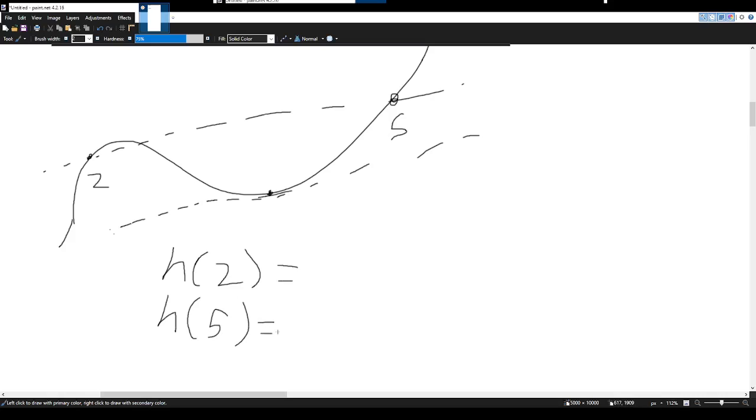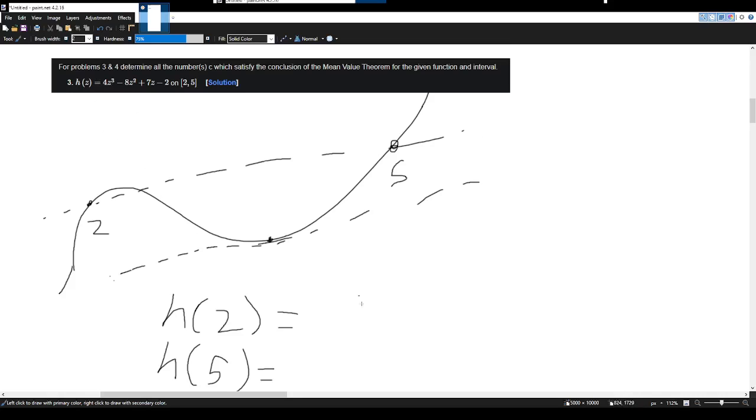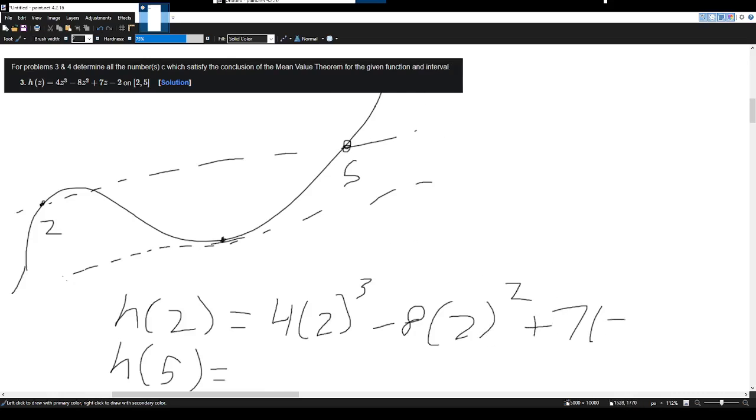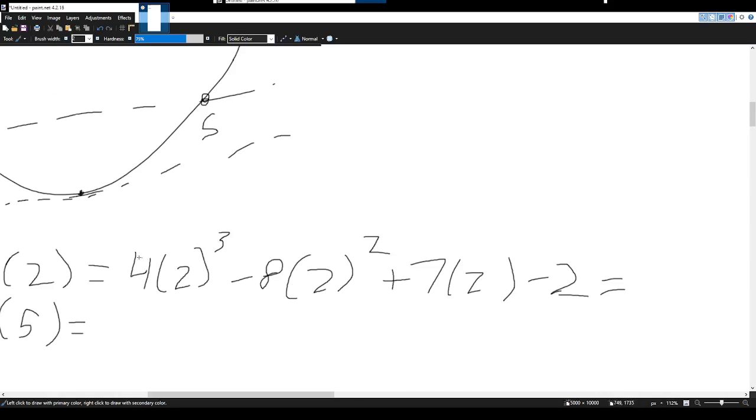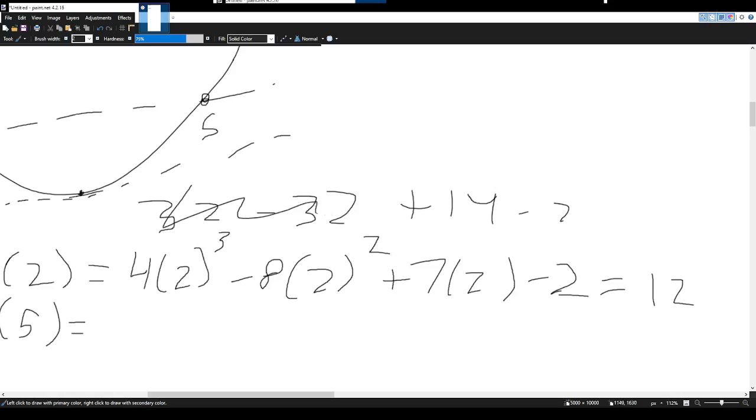We need that first. So h of 2, let's see, 4 times 2 to the third minus 8 times 2 squared plus 7 times 2 minus 2 equals, all right, let's see. So that would be what? 8 times 4, 32, minus 4 times 8, so 32, plus 14 minus 2. So that's going to be 12, right? Because these cancel out, basically.